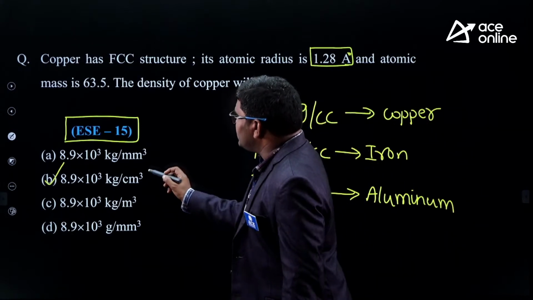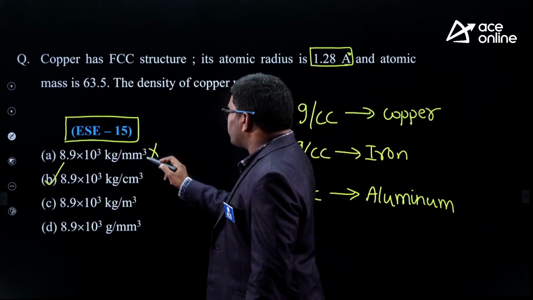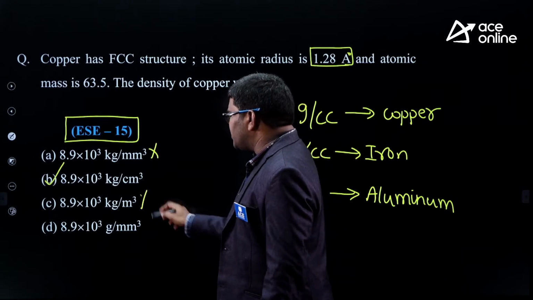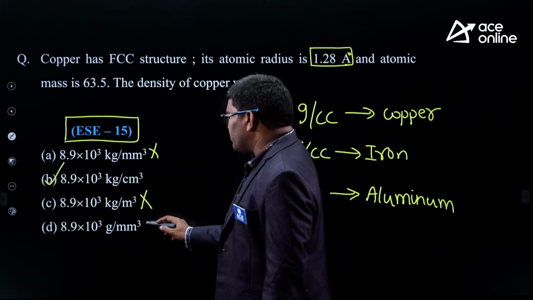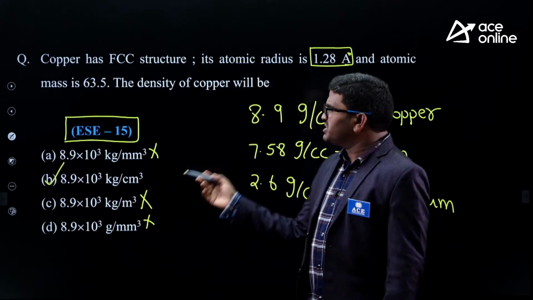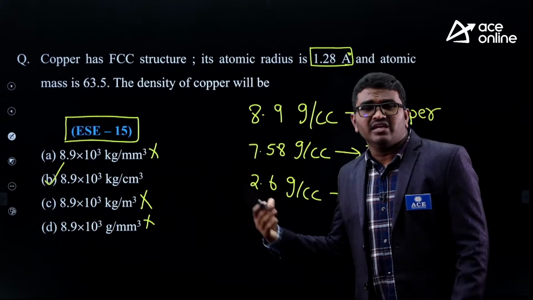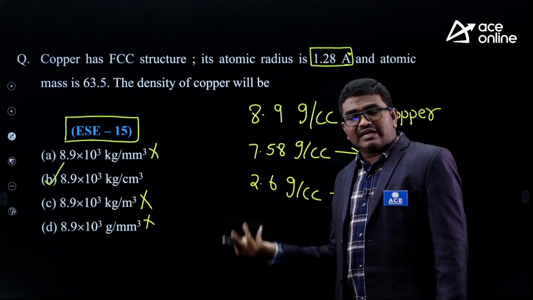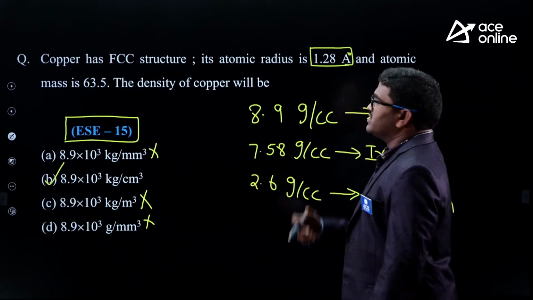Now here these options are not correct, because it's per mm cube. This is per meter cube, it's absolutely not correct. This is per mm cube, it's also not correct. So the most appropriate answer for this question is C, without calculating. Even by using the formula and a calculator you will get the answer, but it's not required actually.